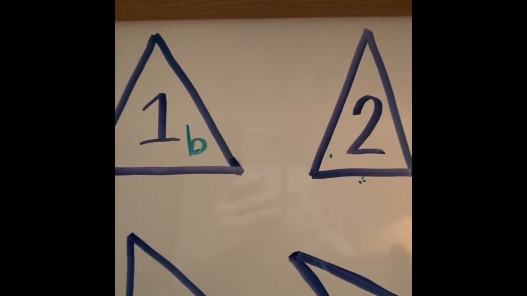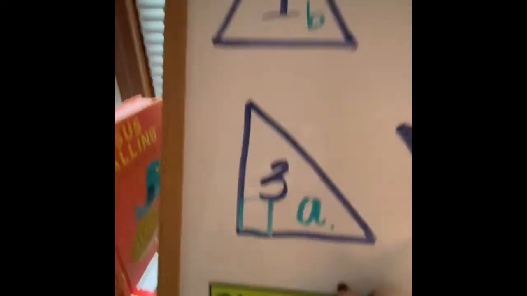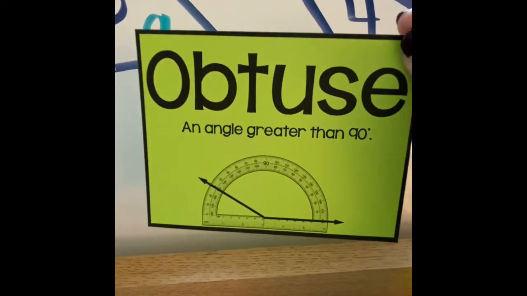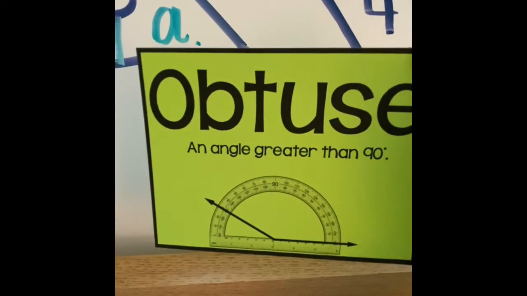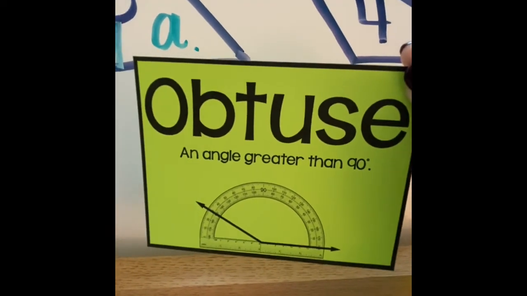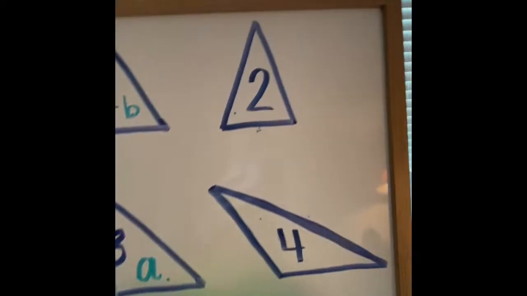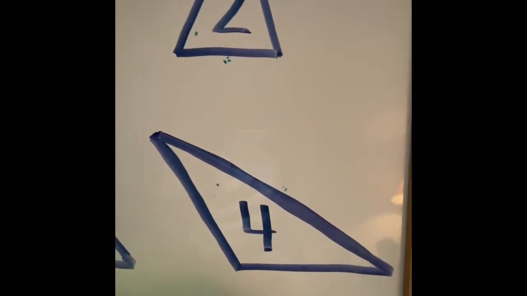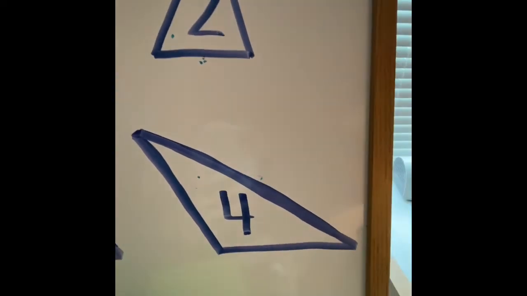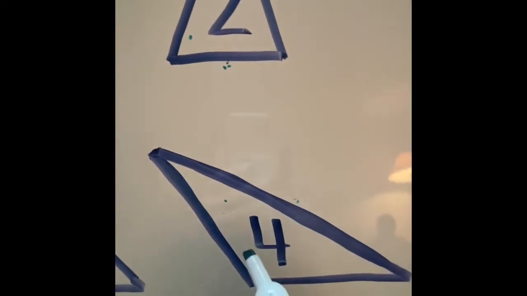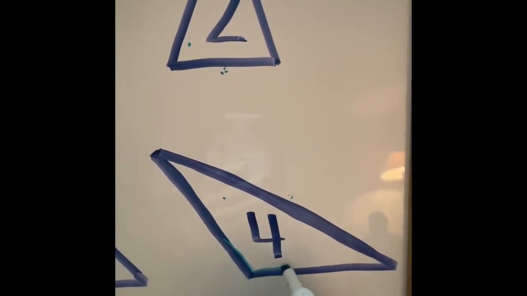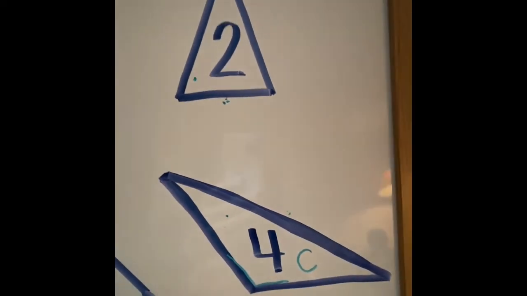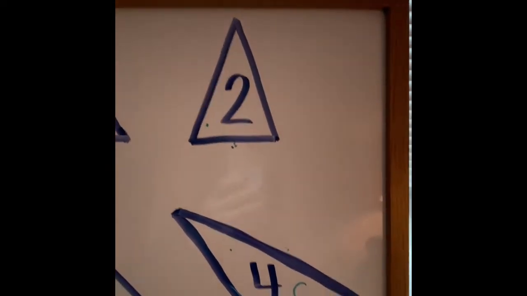C is asking which triangle has an obtuse angle. Now I have my other card here. And remember, an obtuse angle is an angle that is greater than 90 degrees. So it doesn't have that right angle, but it's also much larger than an acute angle. So here are my choices. 2 or 4. This one's pretty easy because we can clearly see that triangle number four has that obtuse angle. It's definitely much larger than a right angle. And there we have it. That matches with C. So let's just double check and figure out what D would be.